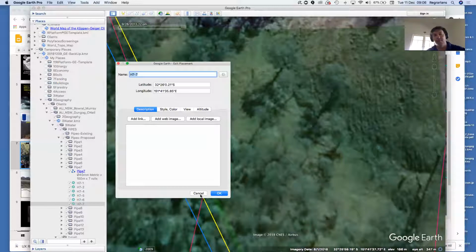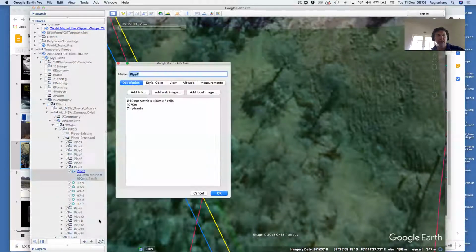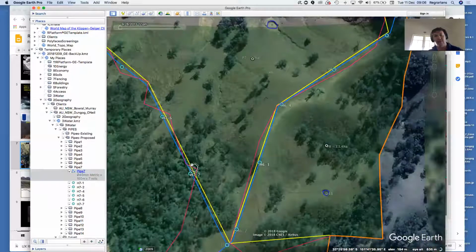And so pipe 7, which this is part of, has a number of hydrants. Pipe 7 requires 40 millimeter diameter pipe. We need 157 meter rolls. It's 1,070 meters long. We need 7 hydrants, and they're all placed at 150 meter spacings. So we're using threaded tees with a cam lock fitting placed into those, with a little ball valve, with a little gate valve.